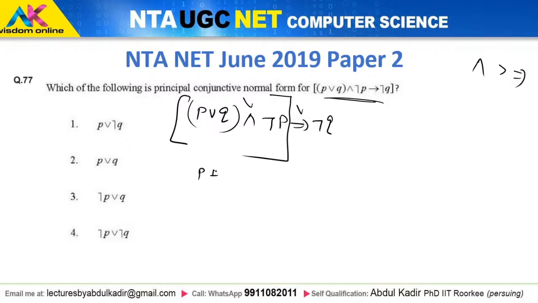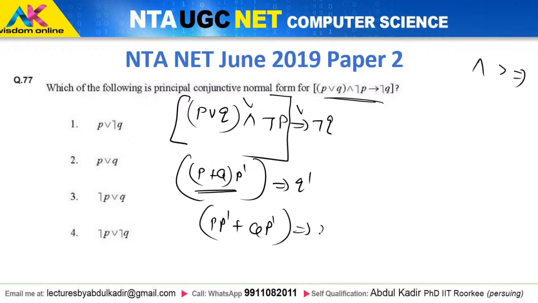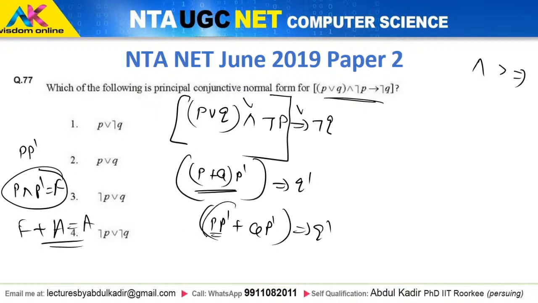What is this? This is P plus Q multiplied by P dash, and this implies Q dash. Now you can just multiply inside, then you will get PP dash plus QP dash implies Q dash. What is PP dash? PP dash is false. We have already seen that P and P dash is always false. And false plus anything is nothing but that same thing, so you will get QP dash implies Q dash.